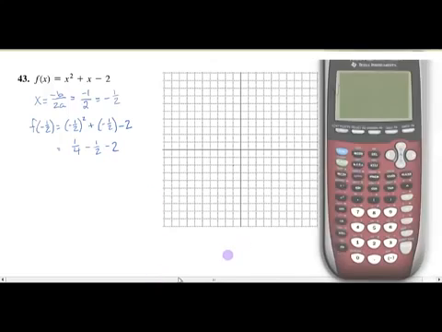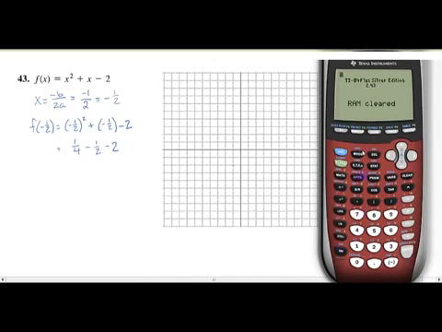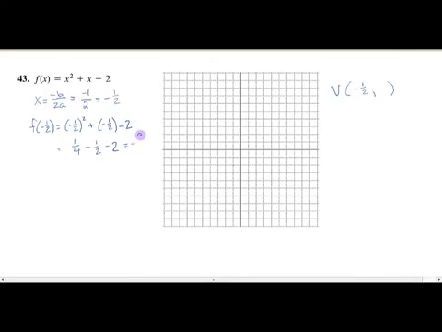And if you like, you can grab your calculator and let your calculator do this. So 1/4 minus 1/2 minus 2, and that's going to get me, as a fraction, negative 9/4. So my vertex is negative 1/2, negative 9/4. Let's go ahead and make a t-table, and we'll put our vertex here in the middle.